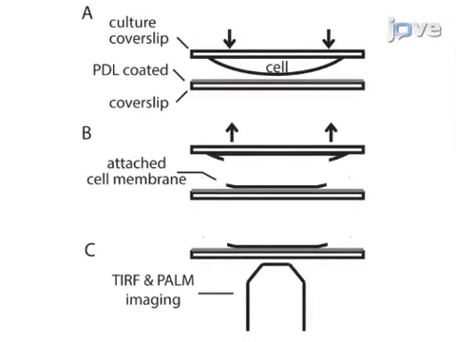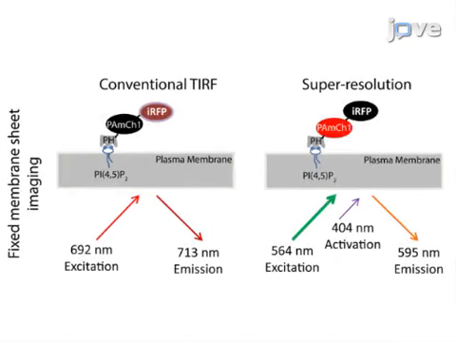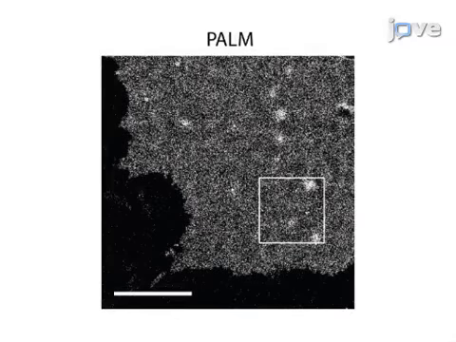This approach includes 3 major steps. Step 1, the plasma membrane sheet preparation from live cells. Step 2, phosphoinositide labeling and single-molecule fluorescence imaging. Step 3, single-molecule localization and imaging reconstruction.